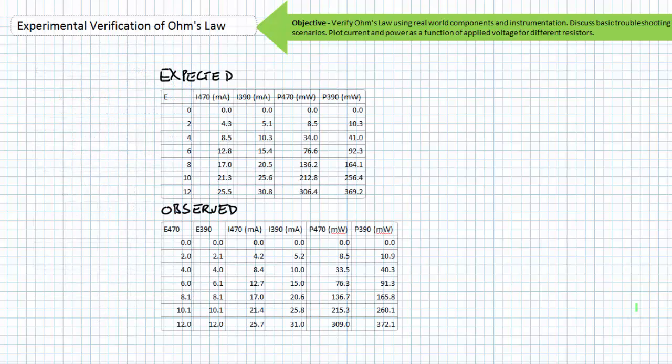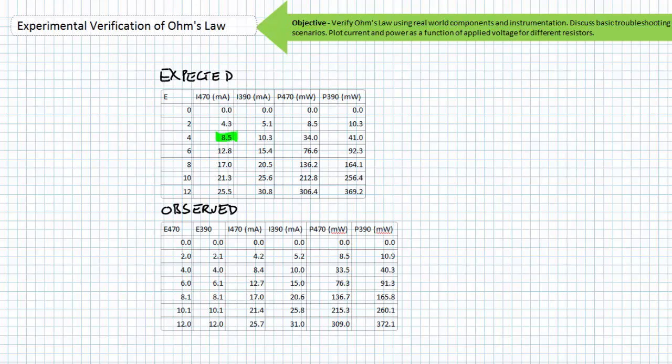At this point, you should have two data sheets, expected and observed. Notice I've reformatted our expected data sheet to use units of milliamperes and milliwatts rounded to the tenth place to make it a little bit easier to read. Just grab some random values and make sure we're tracking.